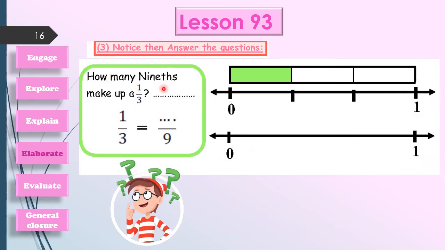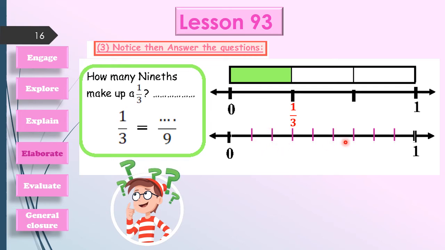How many 9s make up a third? First of all, let's do it mentally. Here we have 9s and a third. We begin with the smaller fraction. Let's write down a third here. And divide this fraction strip into, yes, 9 equal parts. Like this, without drawing any fraction strip. If you want to draw a fraction strip, let's draw it.